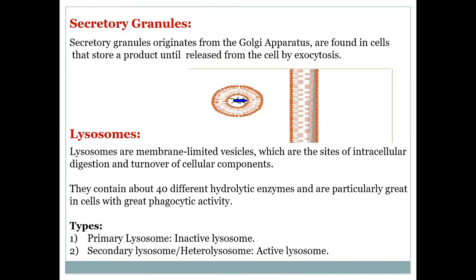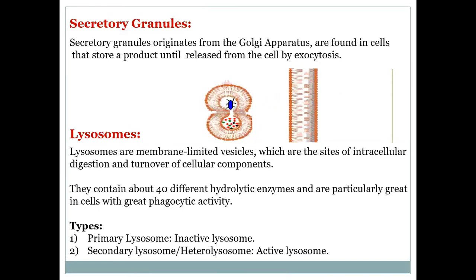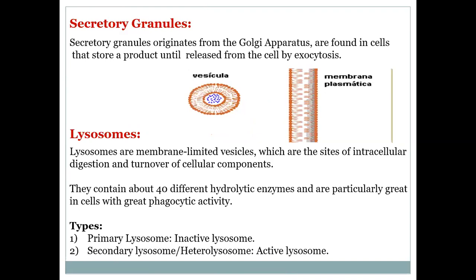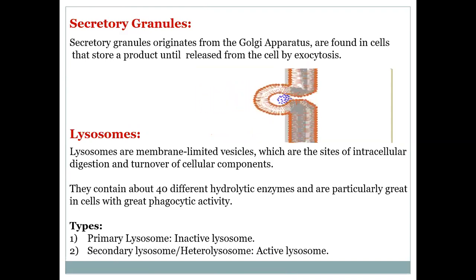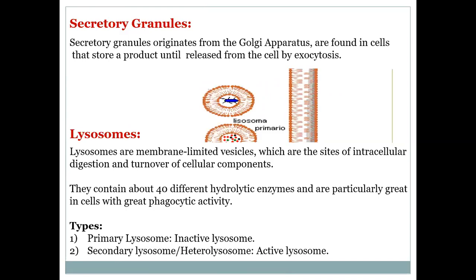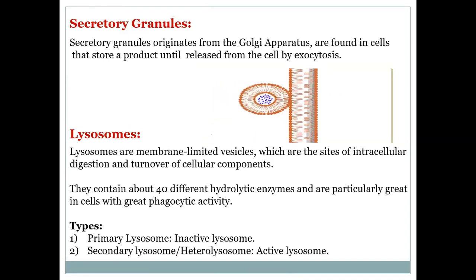Secretory granules actually originate from the Golgi apparatus and are found in cells that store a product until it is released from the cells by exocytosis. I already described that the Golgi apparatus trans zone produces a few protrusion-like sacs, and that sac ultimately separates from the Golgi apparatus and forms vesicles, also known as secretory granules.